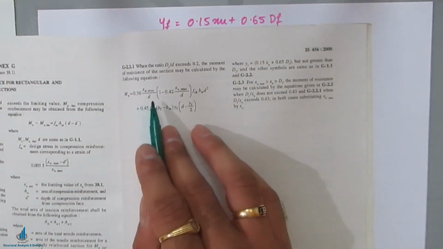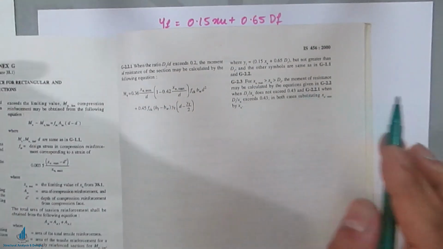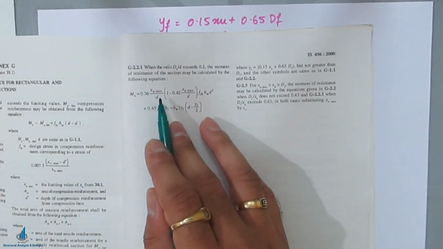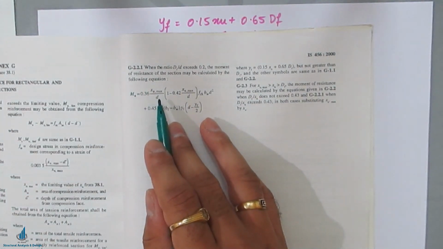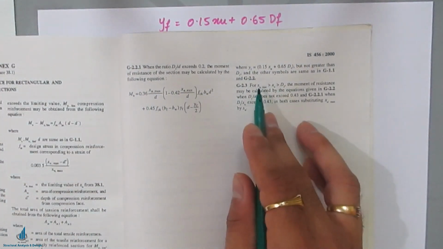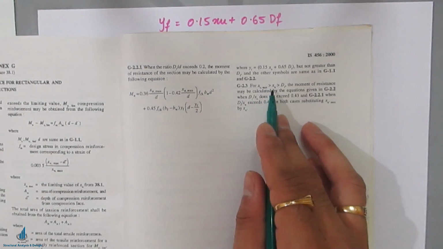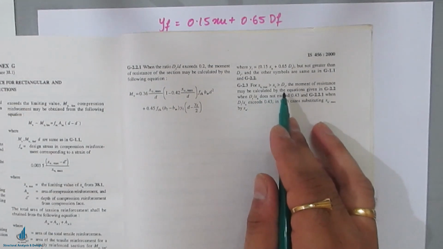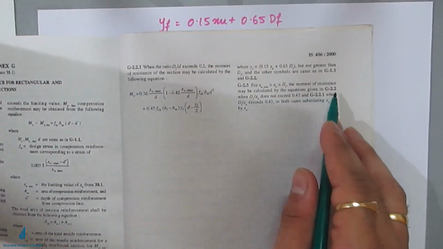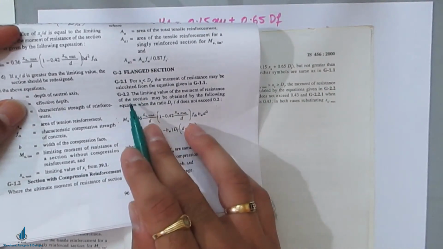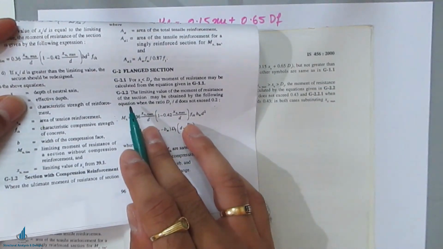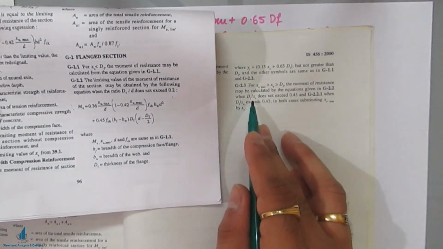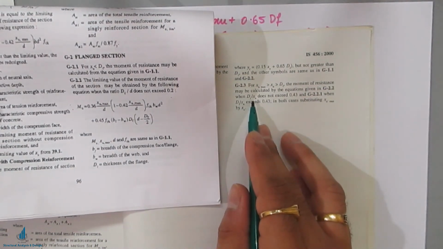So whatever the formula is given in G2.2, this moment equation, it is with respect to XU max. What it says is, when this clause is satisfied, XU max greater than XU greater than DF, the moment of resistance may be calculated by the equations G2.2. This one, which is there on page number 96, G2.2, is taken when DF by XU, one more ratio you have to find out. I will show you in this problem.